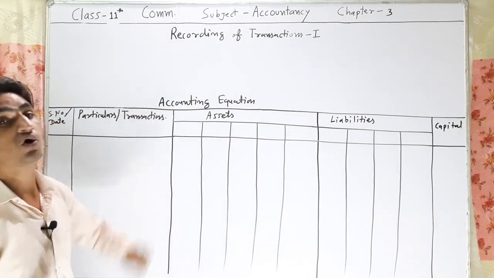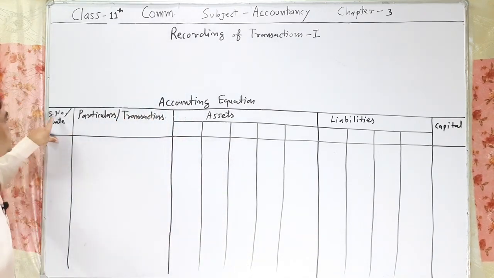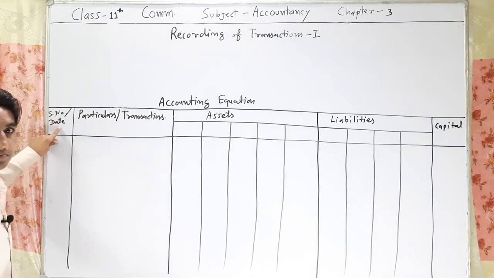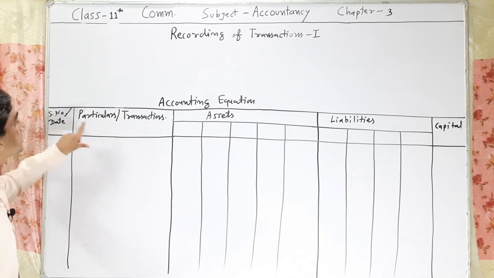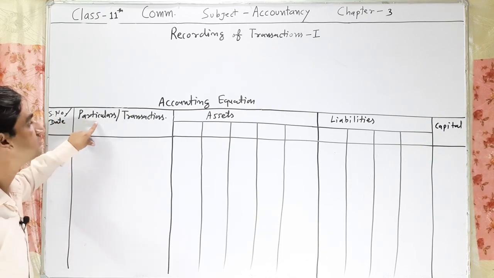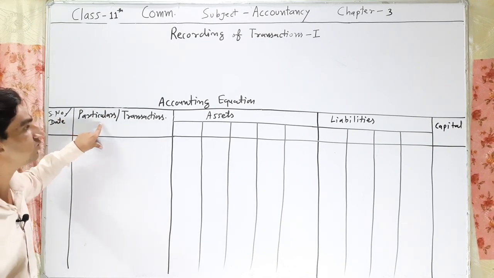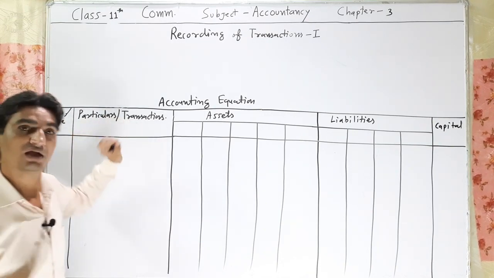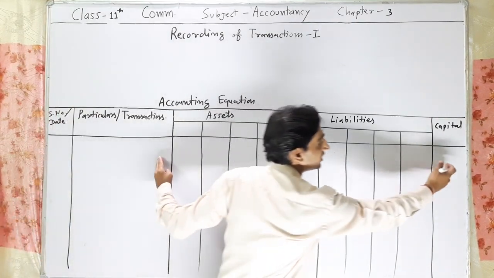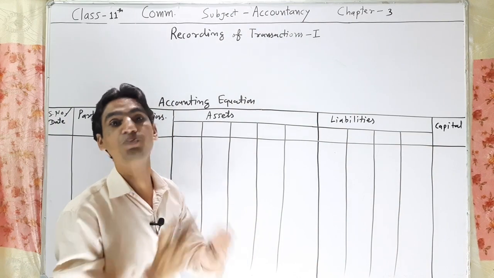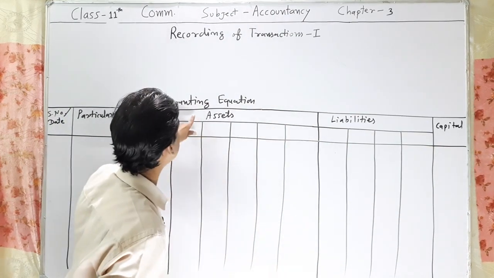That is the format of the accounting equation. The first column is serial number or date. The second column is particulars or transaction. After the second column, the remaining page will be divided in two parts. The first is for assets.